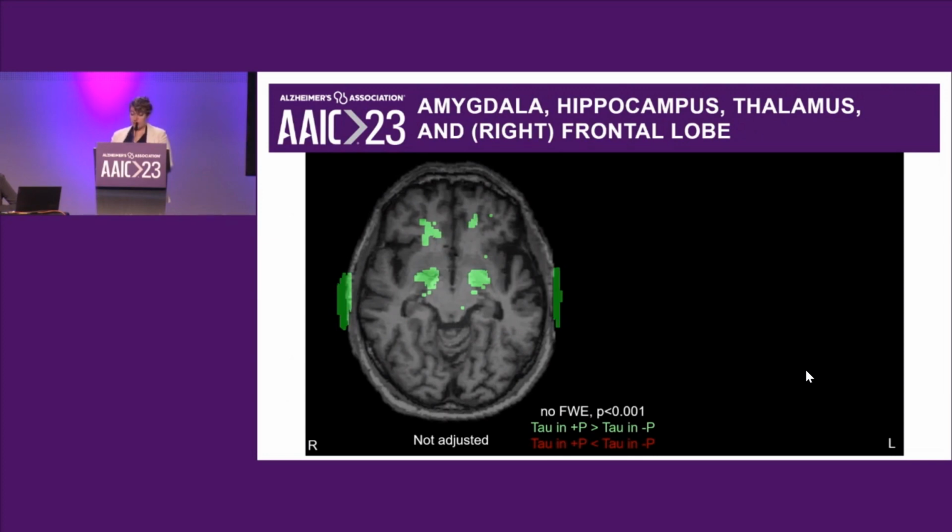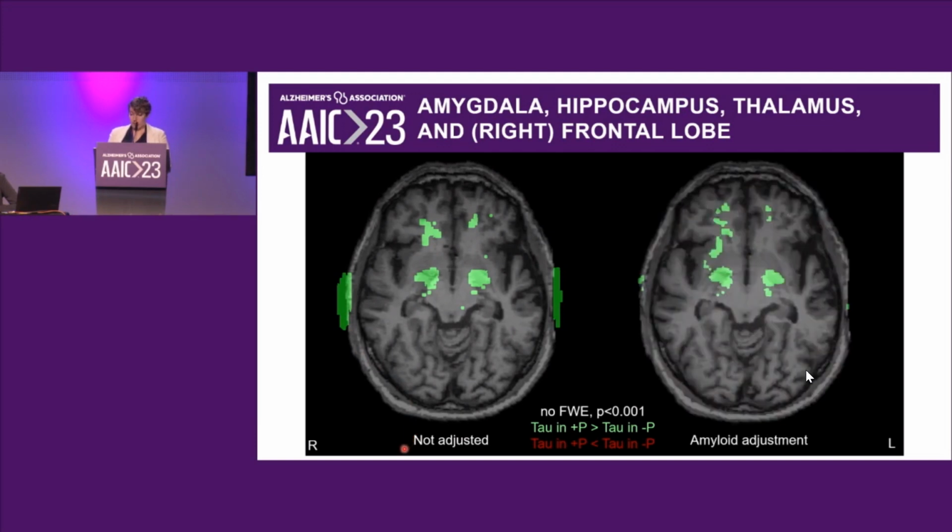So we wanted to explore this further and performed voxel-wise analysis. On the left here is an unadjusted model between matched psychosis and non-psychosis groups. Shown in green are significant voxels where tau was elevated in those with psychosis versus no psychosis. And clusters were found in the amygdala, hippocampus, and the thalamus. We did also see some off-target binding differences between the groups. So in red, there would be voxels where tau was higher in those without psychosis, but no significant voxels were found in that opposite direction.